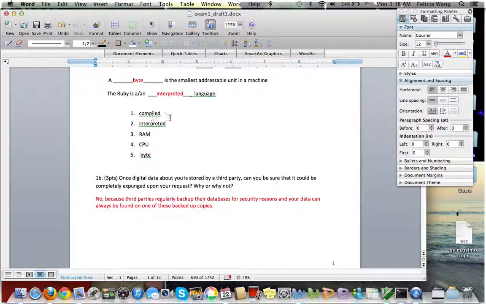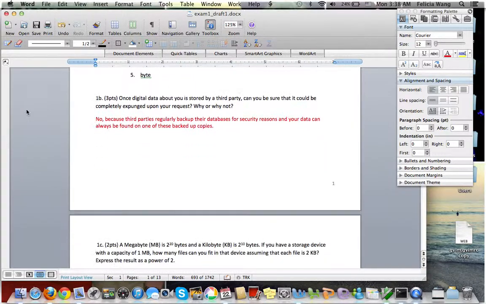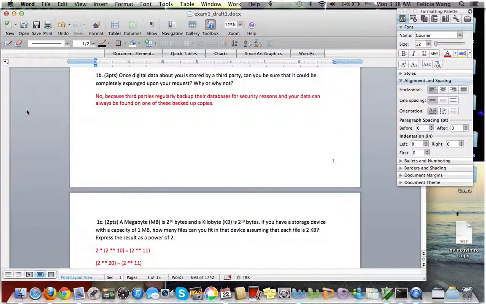Again, I have a different copy of the test than you do. This was replaced by scripted on your exam. That is incorrect. So basically how I handled this was that if you put either compiled or interpreted, I gave you the point, but just know that Ruby is not a compiled language, it's an interpreted language. So it goes down and reads each line and interprets it one by one. However, if you did put something like RAM, CPU, byte, or bit for this blank, that's completely incorrect, so that's no points.